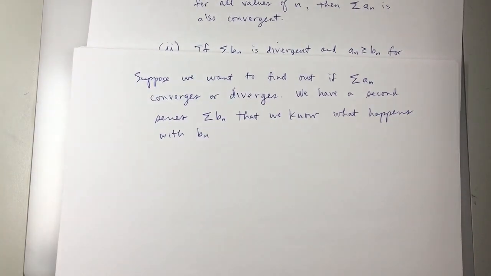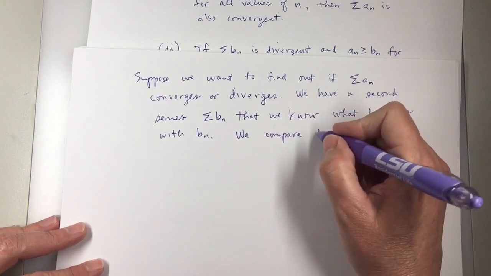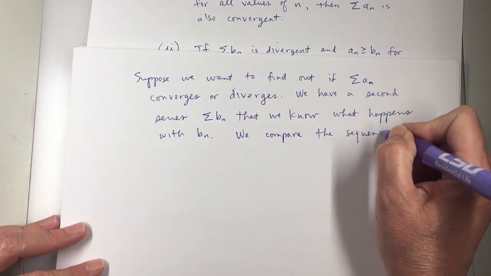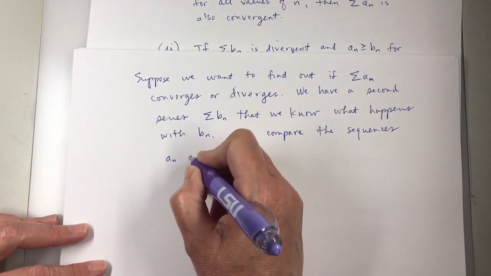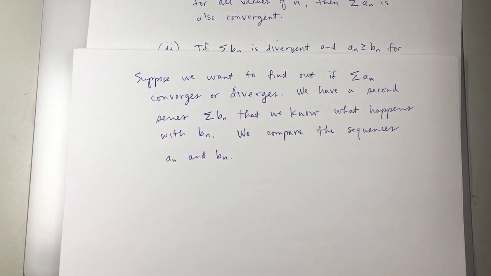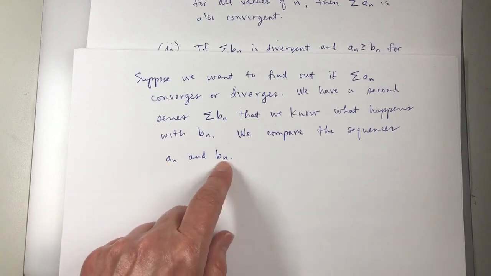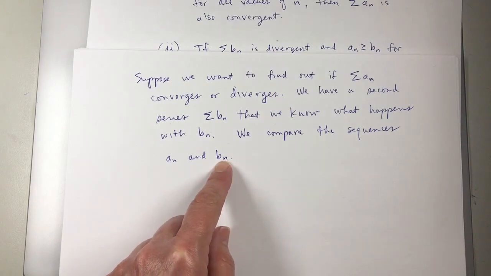And then I want to compare the sequence part, compare term for term the sequence part. We compare the sequences A sub n and B sub n. And if series B sub n converges and term for term on the sequence A sub n is smaller than B sub n, then series A sub n will also converge. That's what this is saying.